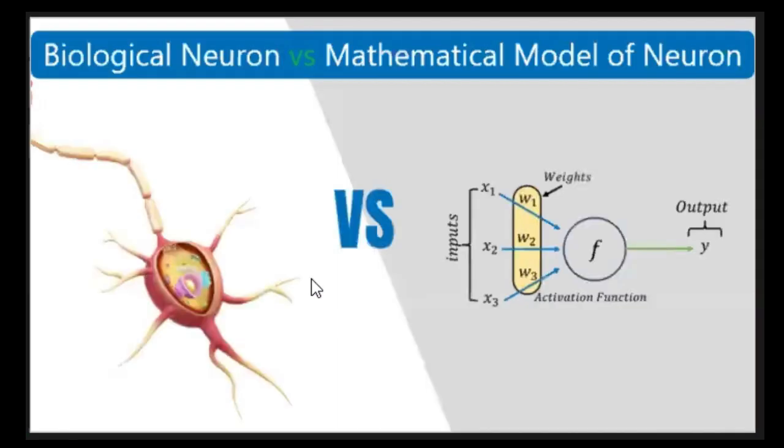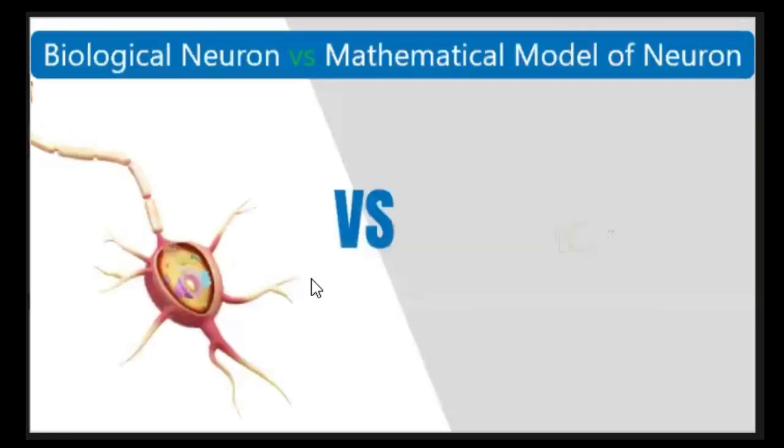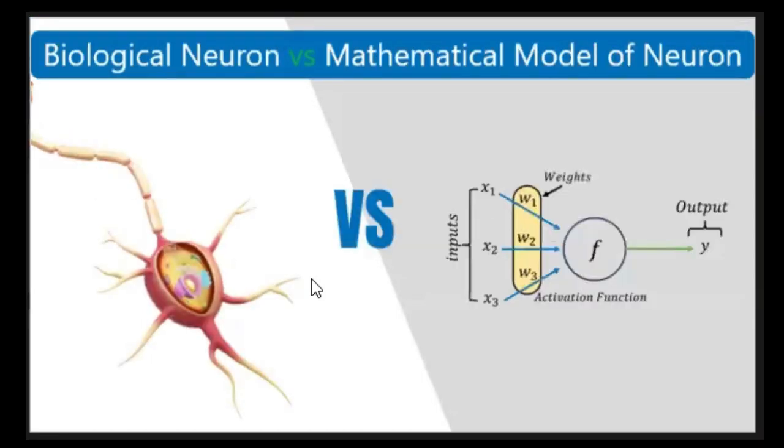Okay, now let's design the mathematical neuron together. If you take a single neuron, we have a dendrite, which we define as an input. We have a nucleus, which we define as a processing unit for decision making. We have an axon, which is the output, and we have synapses, which communicate with the other neuron's input.